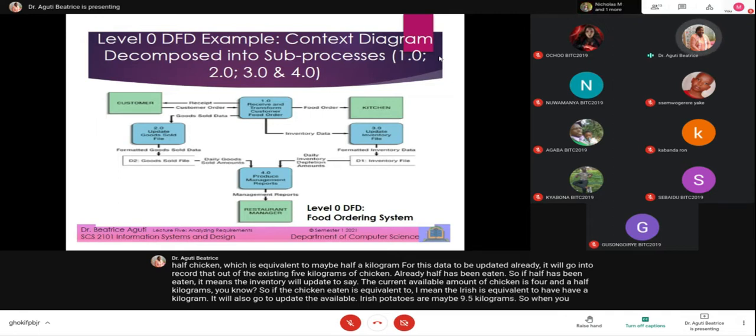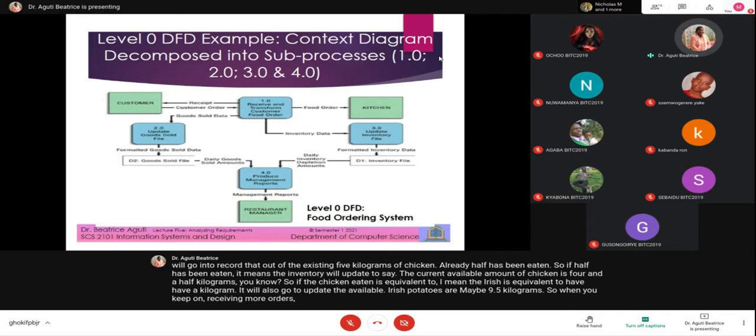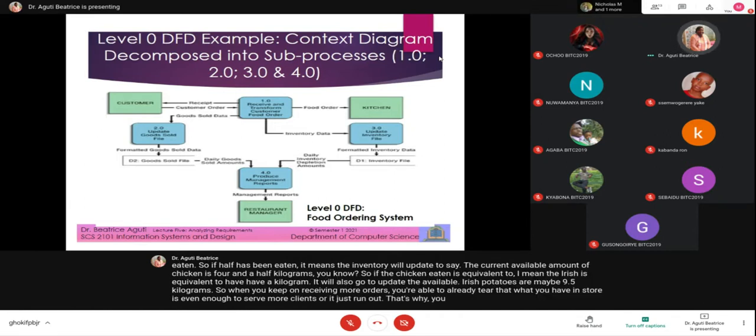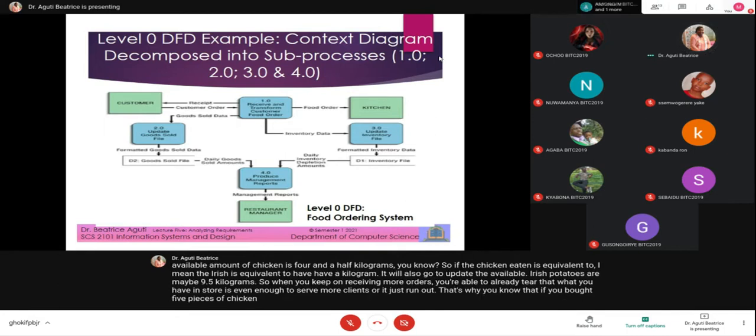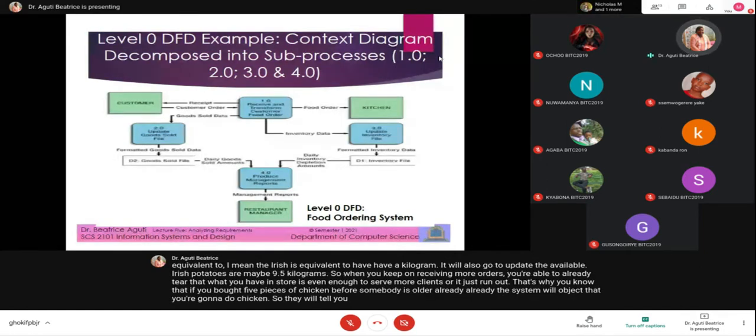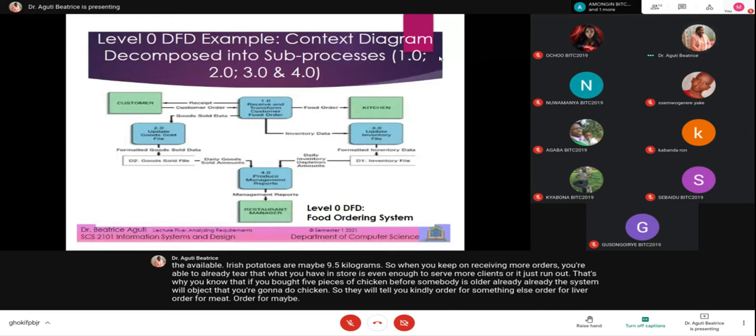So when you keep on receiving more orders, you're able to tell that what you have in store is either enough to serve more clients or it has run out. That's why, if you bought 5 pieces of chicken and somebody is ordering, the system will update that you've run out of chicken. So they will tell you kindly order for something else, order for liver, order for meat, order for maybe duck or any other foods they might have.